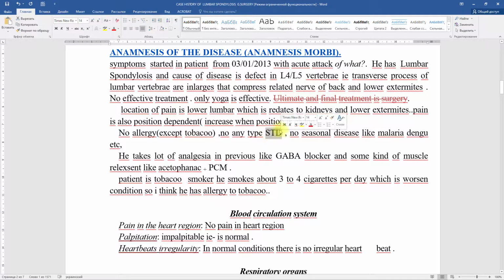I don't know what this abbreviation is. If you write some abbreviations in your document, for example, case history, you must give a description. When you mention it first and next, you can use the abbreviation. But the first time you always have to give the description of any abbreviation. So this is also a mistake.